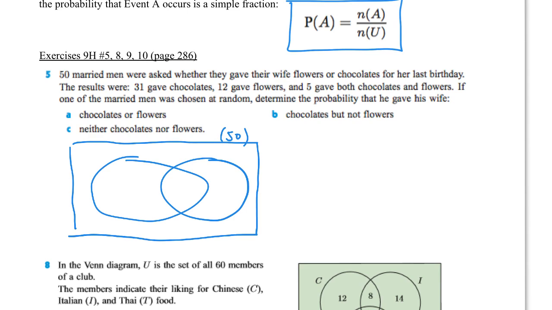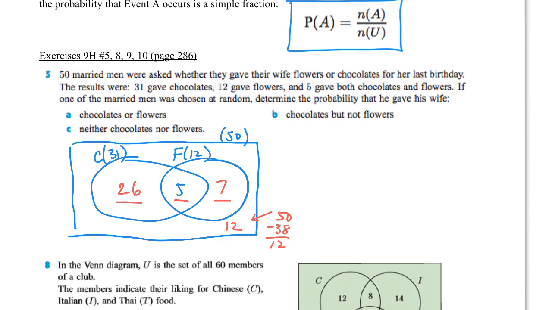All right, so there's a universe of 50 men. 31 gave chocolates, 12 gave flowers, and 5 gave both. Once we put that 5 in the middle, the remaining regions are found by subtraction. So we'll have 26 here and 7 here. And now the 3 numbers in these regions add up to 38. So out here, if I do the 50, take away the 38, we'll get 12.